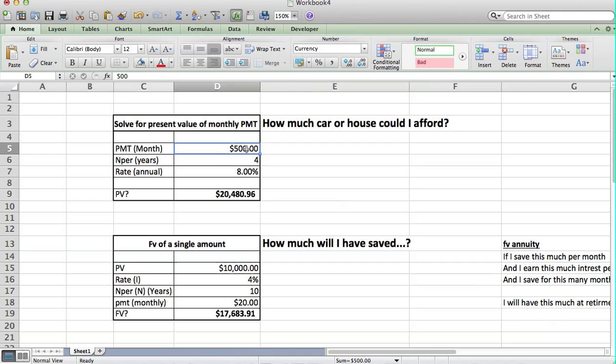So if you could afford a $200 car payment, it shows that you could buy a car that would be about in the $8,000 range, or take out a loan for $8,000. It also works for a home as well.